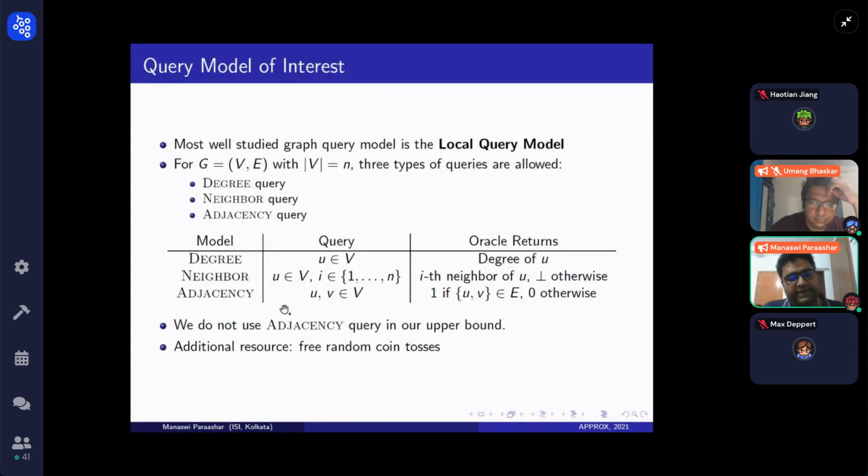And with the adjacency query, the algorithm can query a pair of vertices, and the oracle will return 1 if there is an edge between them, and it will return 0 otherwise. So in our upper bound results that we will see, we are not going to use adjacency queries. However, since our algorithms are all randomized, we are also going to assume that our algorithms have access to free random coin tosses. So in summary, the algorithms that we are going to look at are going to use degree query, neighbor query, and free random coin tosses.